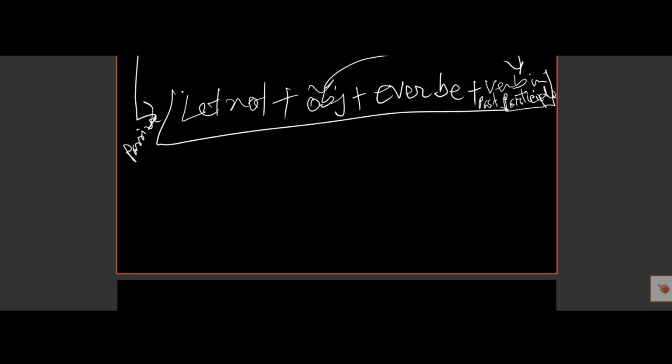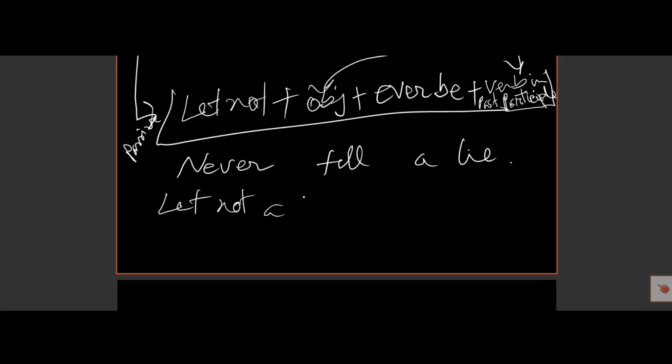Let's see an example. Never tell a lie. So we must begin the passive voice with let not, then a lie, and there is ever be. Then tell will be past participle, told. Never tell a lie, let not a lie ever be told.